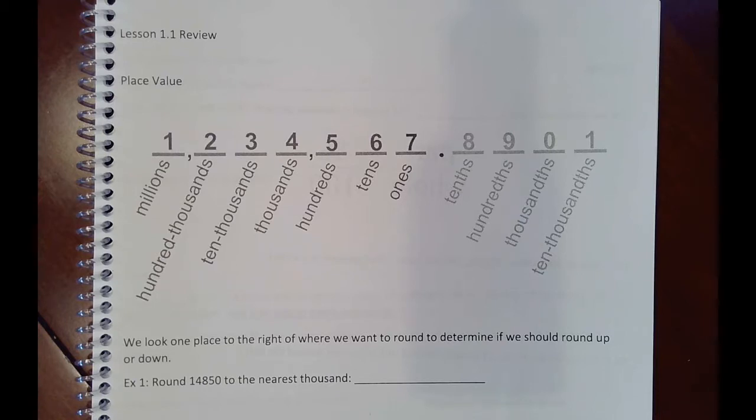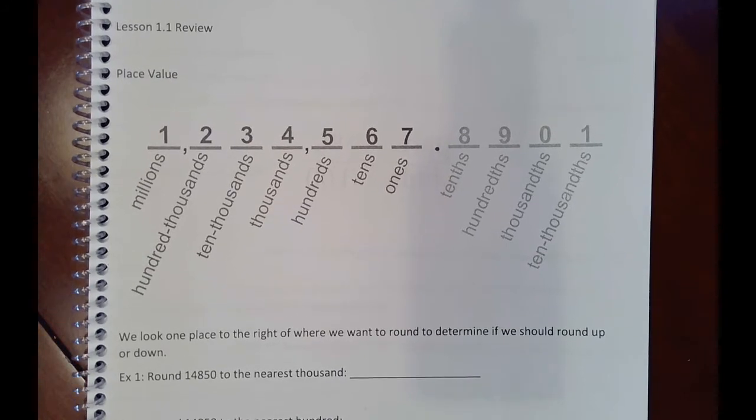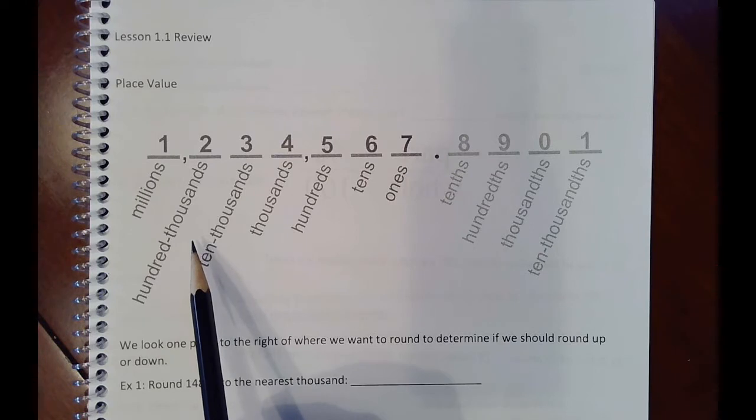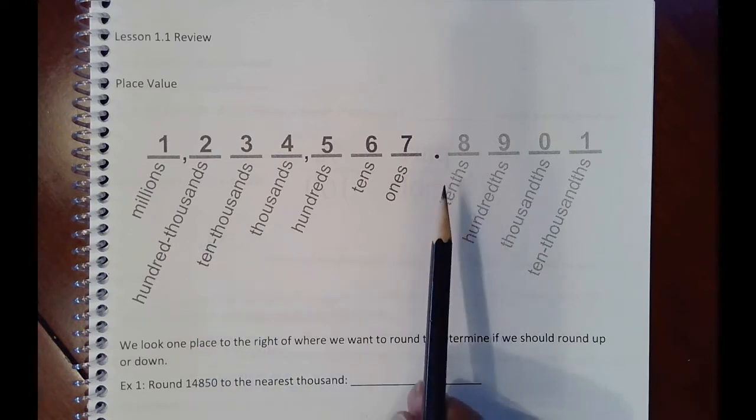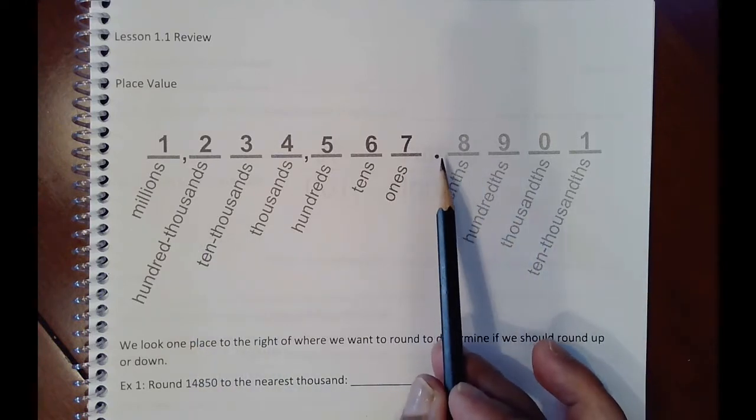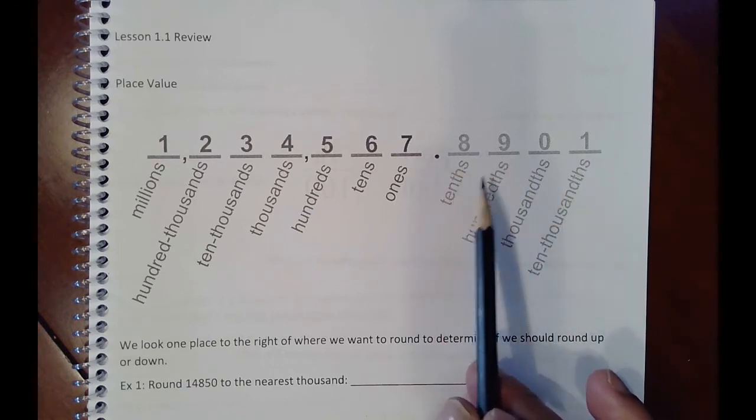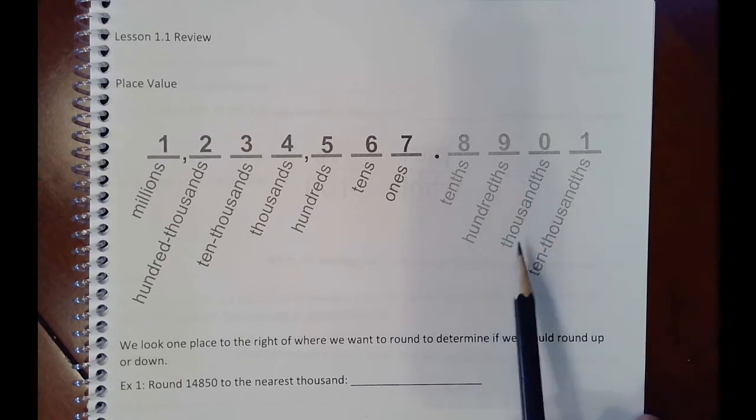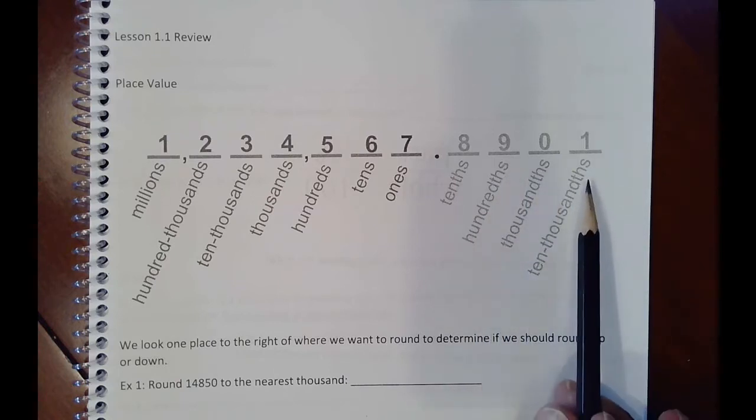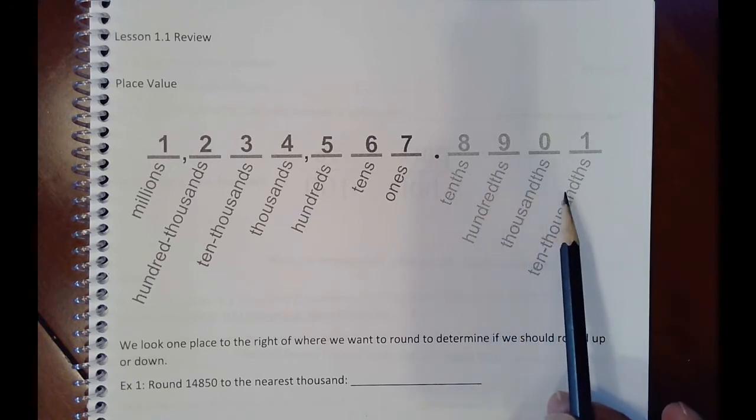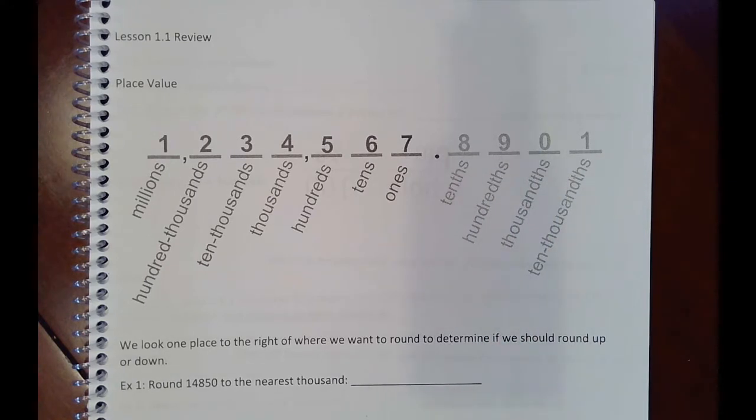Okay, let's start off with a little bit of a review of rounding to various places. As you see right here, I have a little diagram for you, and it just reminds you of the names of the places. The places to the right of the decimal are called tenths, hundredths, thousandths, and 10,000ths, and so on. Everything ends in a THS when you're over on the right side of the decimal.